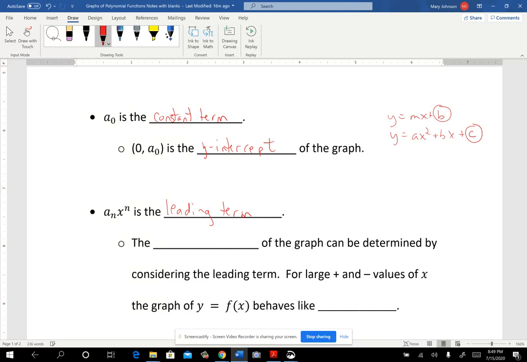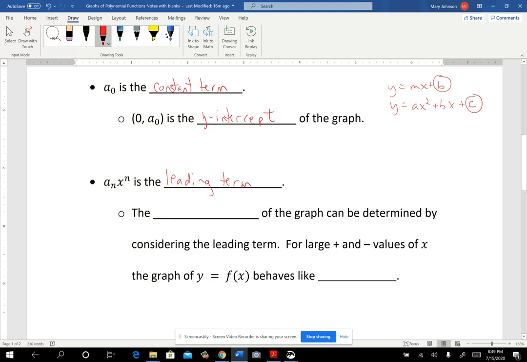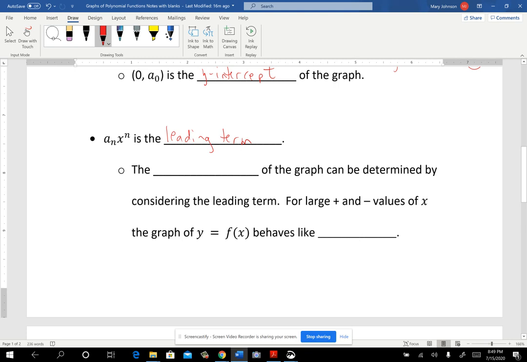Now, a sub n, x to the n, that's the leading term. And it tells you a bunch of stuff, okay? One of the things it can tell you is what the end behavior of the graph should be. So the end behavior of the graph can be determined by considering the leading term. When you think about your polynomial, remember how it was a sub n x to the n, and then you have another coefficient with one less degree, and then another coefficient with one less degree on down.